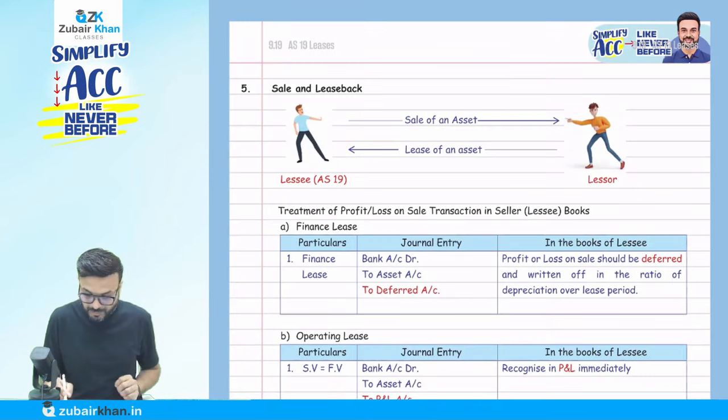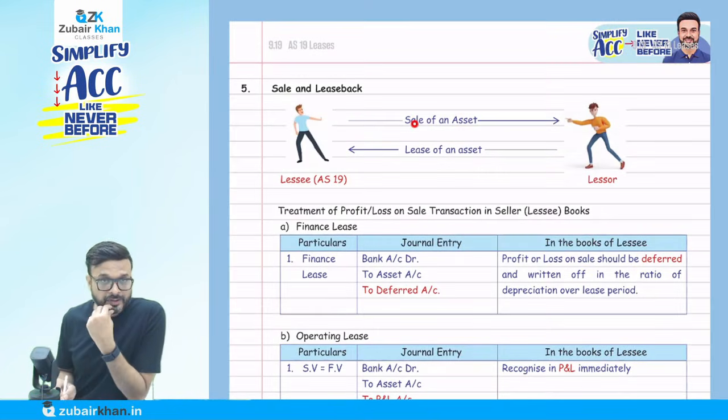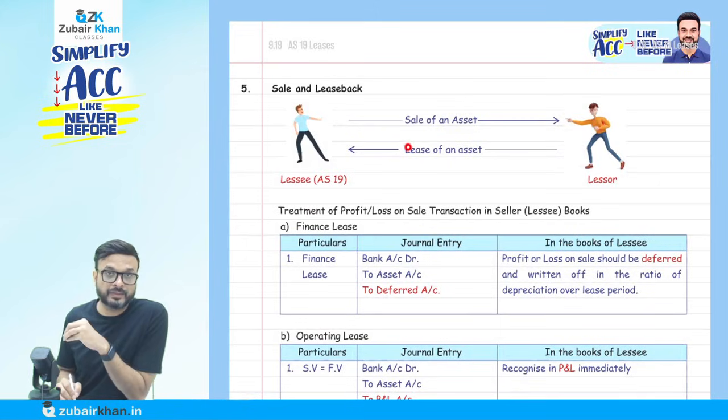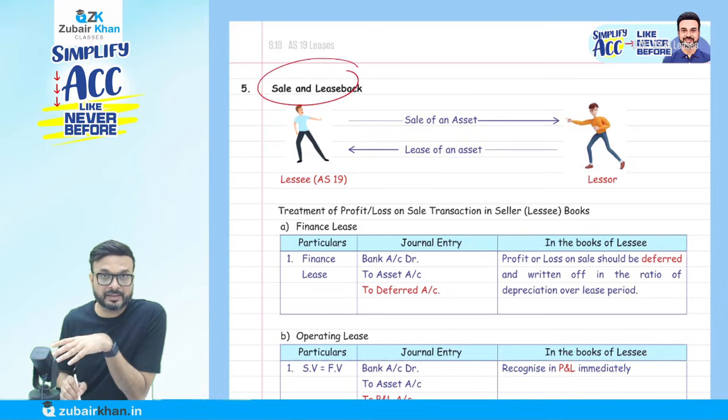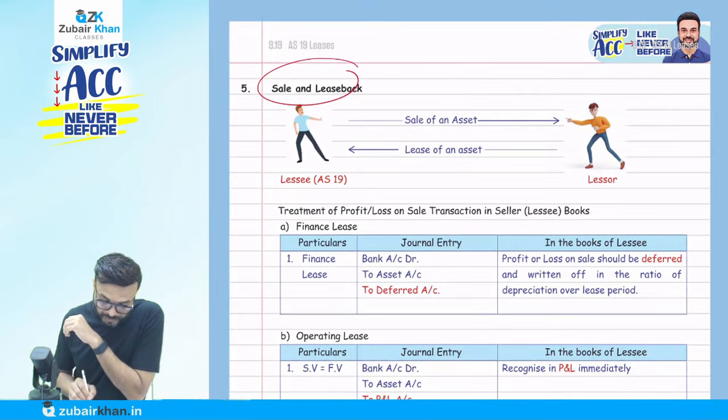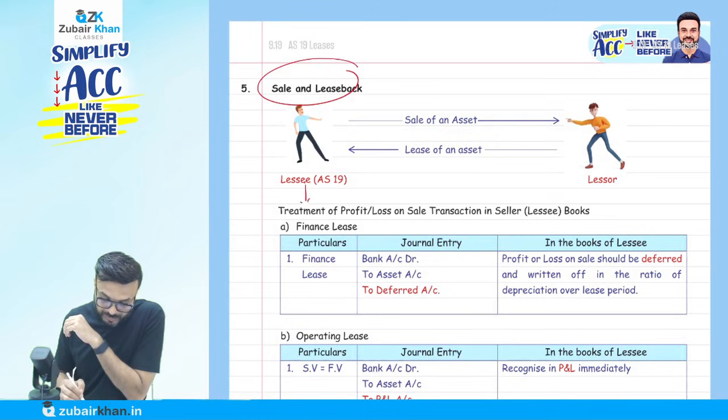Okay, this is Mr. A, who sells the asset to someone and gets it back in the form of a lease. So he is basically doing sale and leaseback. In the sale and leaseback, he is the lessee. Why am I calling him the lessee? He sells the asset and he gets it back in the form of lease. So AS 19 talks about how to do the accounting for the person who is doing sale and leaseback.